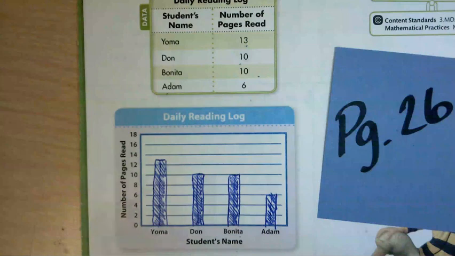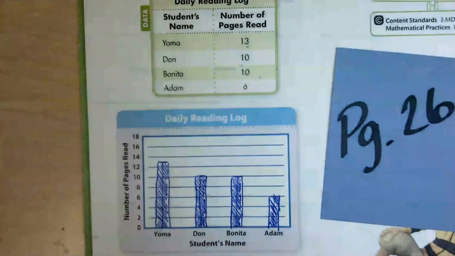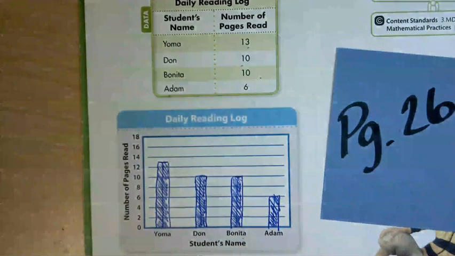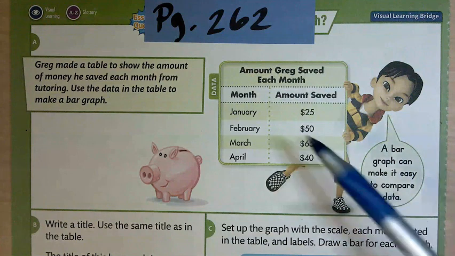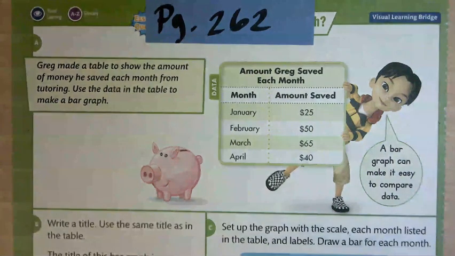All right, so this is what we're going to be working on today. So let's go ahead and flip over to page 262 as we look at our next page. Here we are on page 262, and if you're not there, pause the video so that way you can follow along. All right, it says Greg made a table to show the amount of money he saved each month from tutoring. Use the data in the table to make a bar graph.